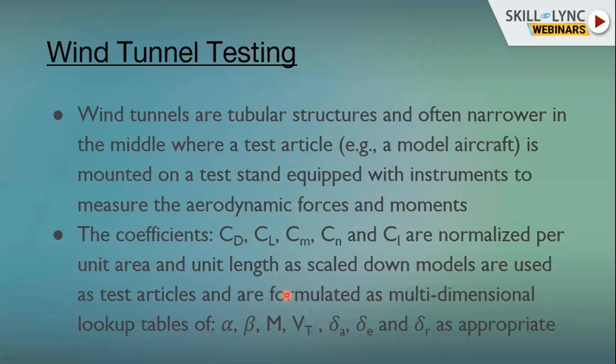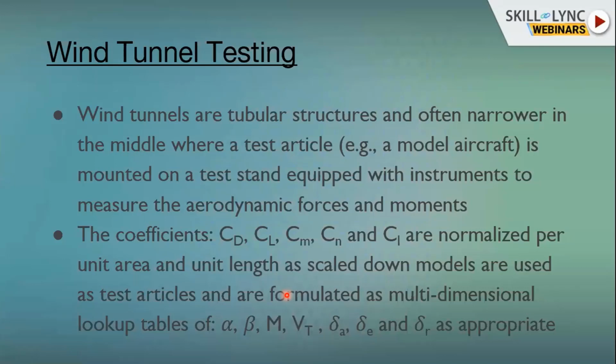The aerospace industry has typically taken a conceptual aircraft and come up with a scaled down model that they would test or evaluate in a wind tunnel. A wind tunnel is a tubular structure, often narrower in the middle, and that's where the test article, the scaled down model, is kept and the test is run. They run the test to determine these coefficients because CM and CL are functions of ailerons, elevators, and rudder, so they deflect them in the wind tunnel to determine these coefficients.